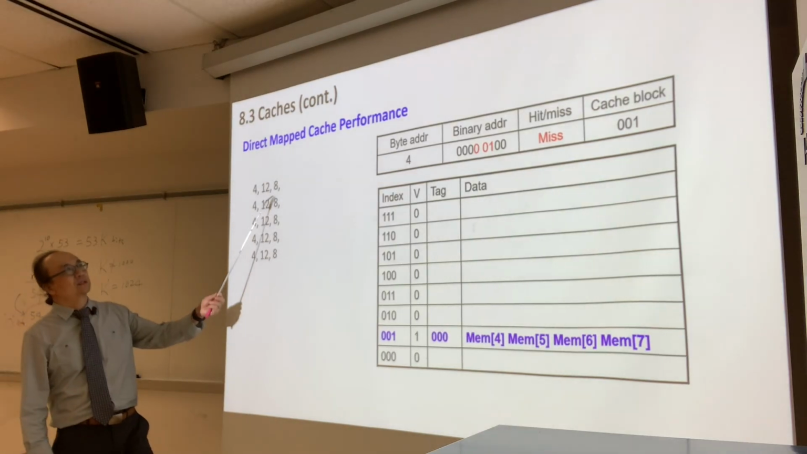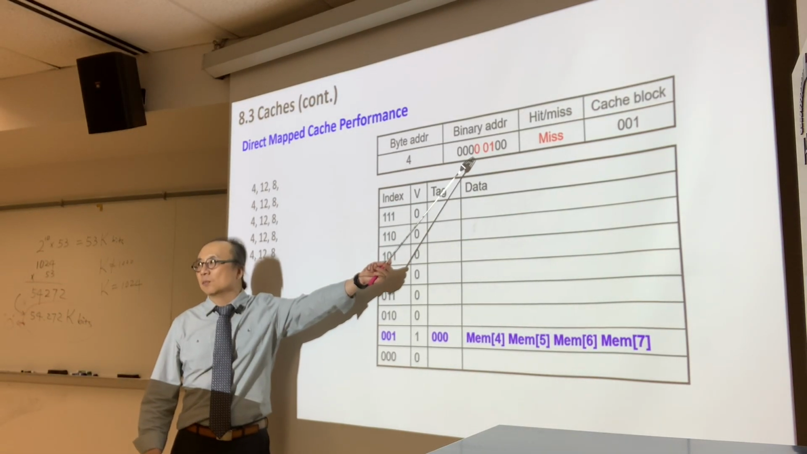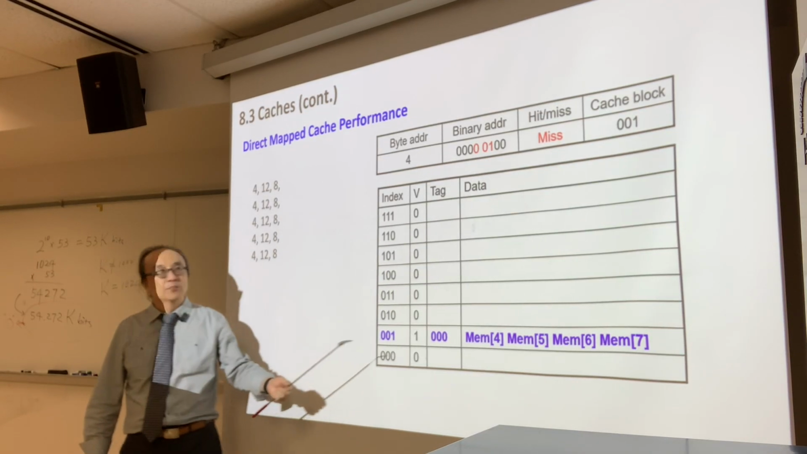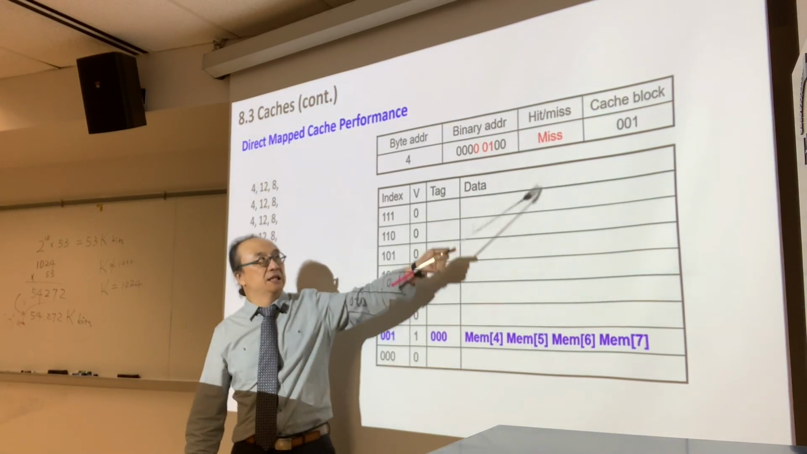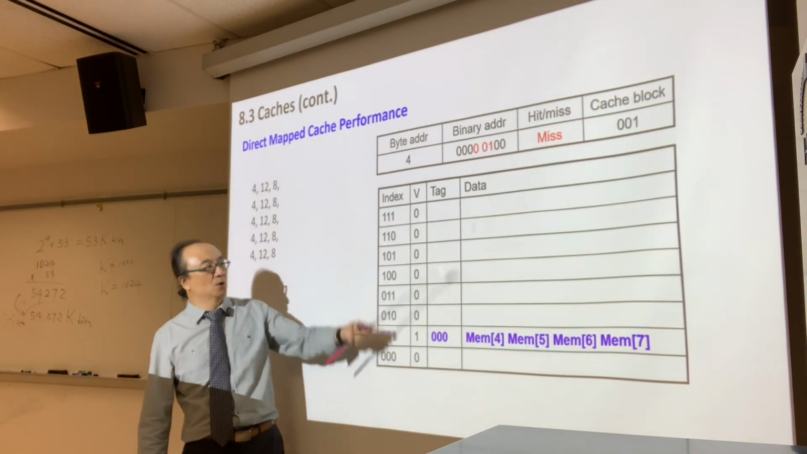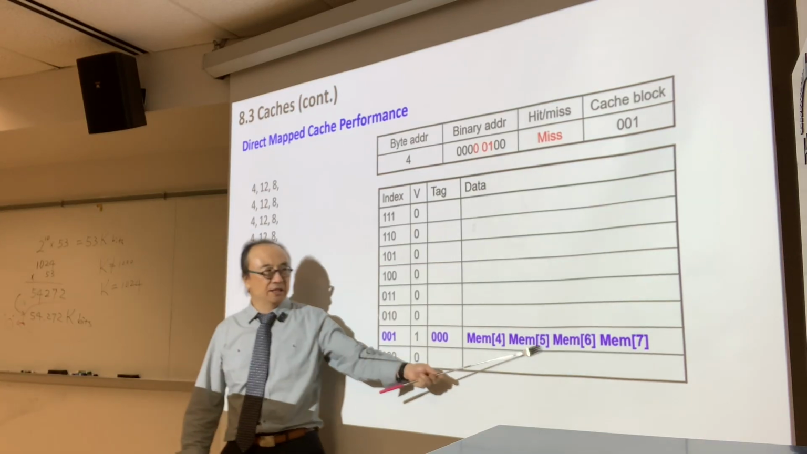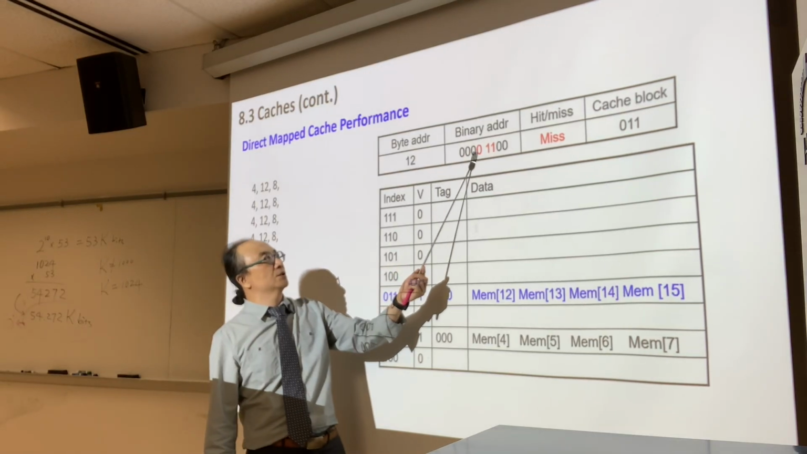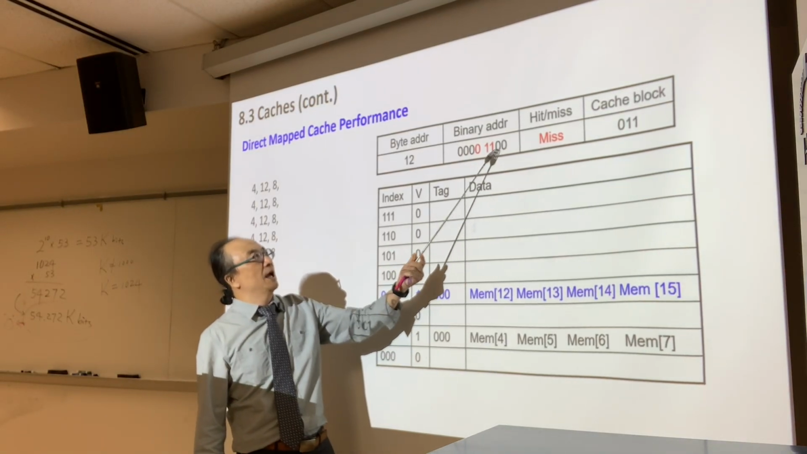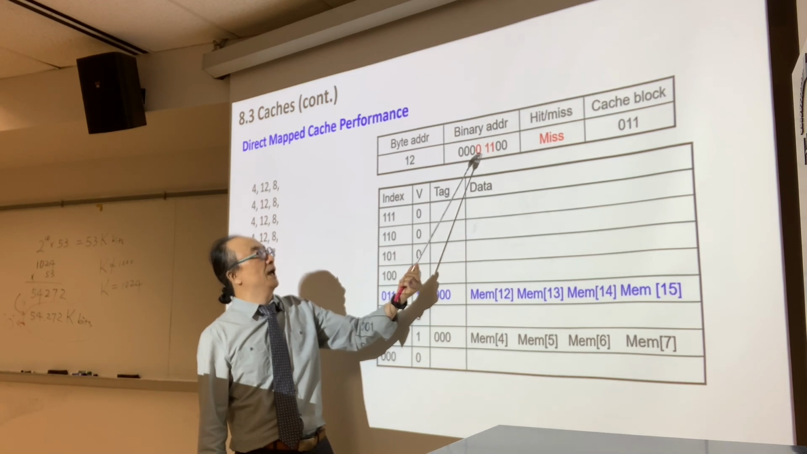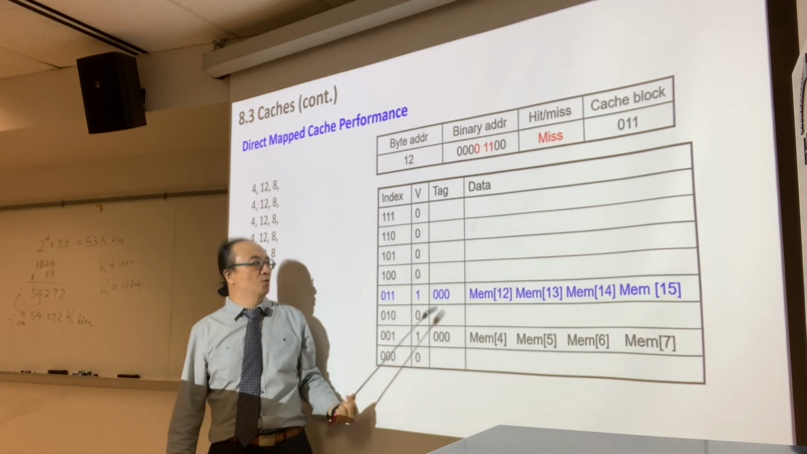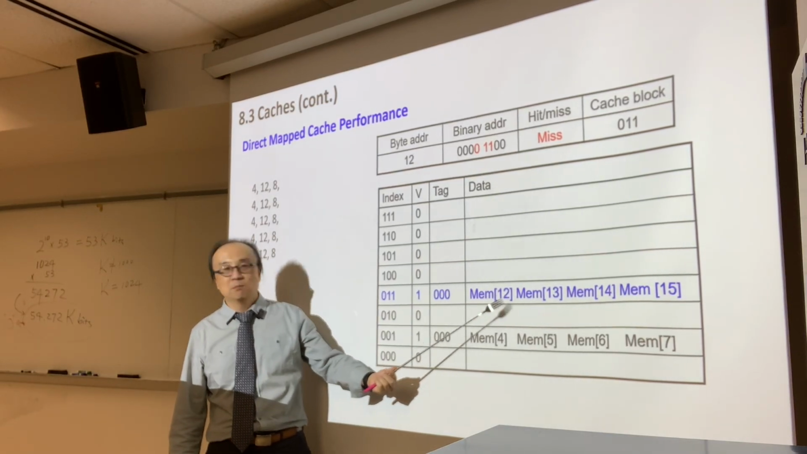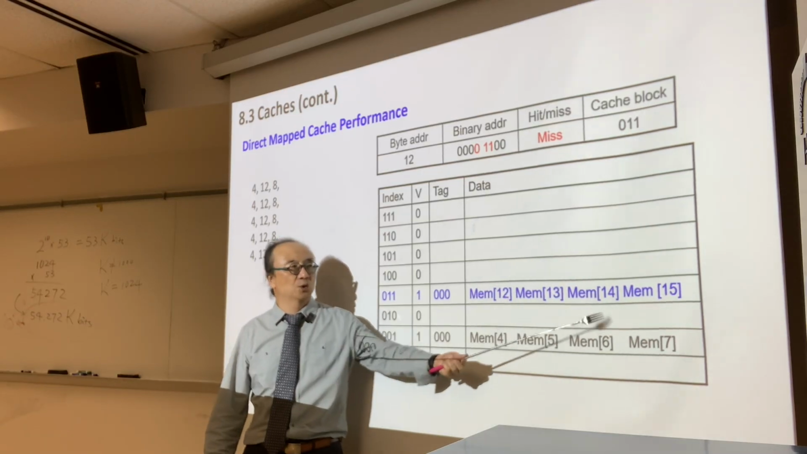Put the memory address into a binary number, and then depending on the description, it's only a one-word block. You need to partition this data into 4 and bring the 4, and you need to bring the buddies. And byte address 12 is 00001100, and the offset is 00, the index location is 011, and my tag value is 0001. Bring my buddies 12, 13, 14, 15.